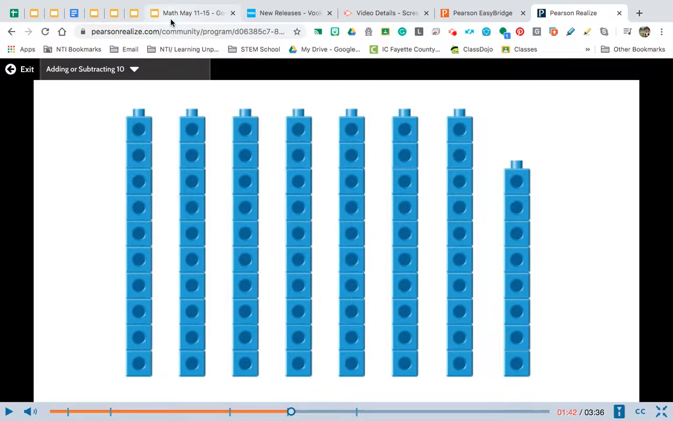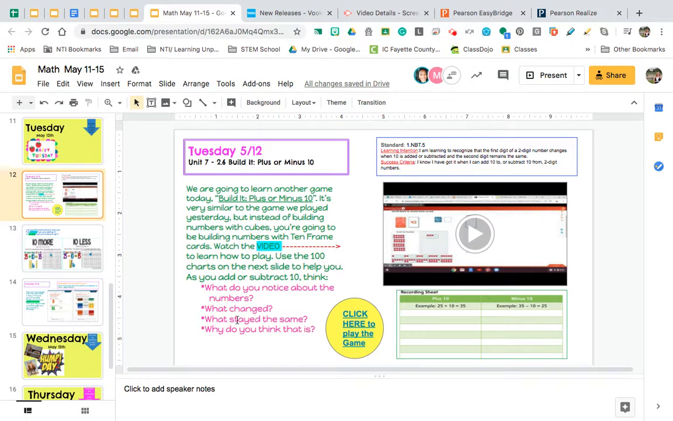Friends, you will notice that those are the same questions right here. What do you notice about the numbers? What changed? What stayed the same? And why do you think that is?